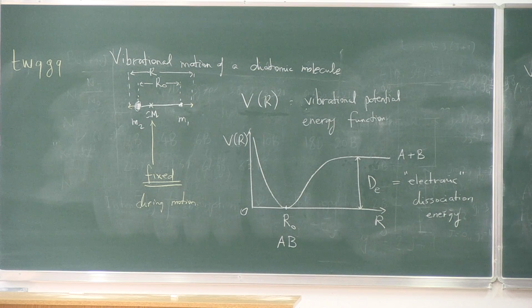The remaining terms are not 0. Let us simplify a little bit. Let us call x to be R minus R0, and call this k. What is k? Second derivative of the potential energy function calculated at R equals R0.